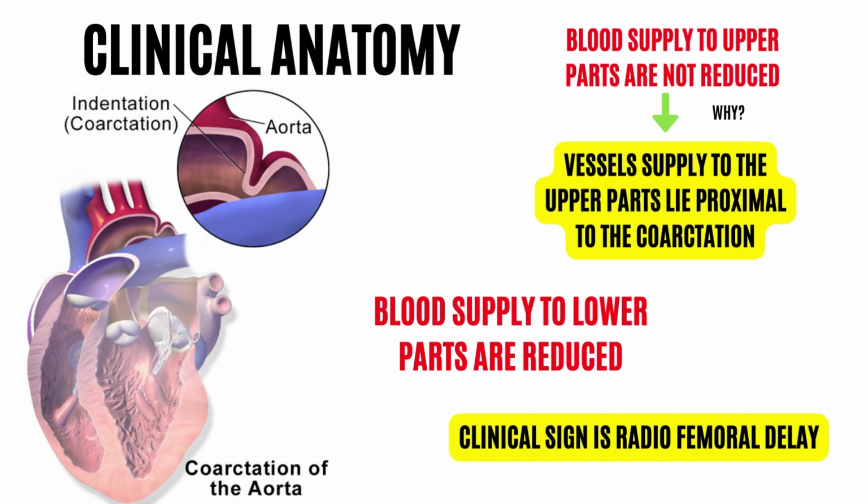The important thing to be kept in mind is that the blood supply to the neck, head, and the upper limbs is not compromised as the vessels that supply them emerge proximal to the coarctation. However, the blood supply to the rest of the body is reduced. This will result in a weak, delayed femoral pulse which presents as radiofemoral delay.